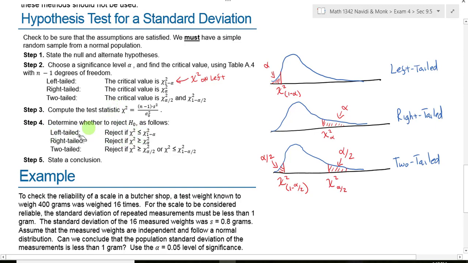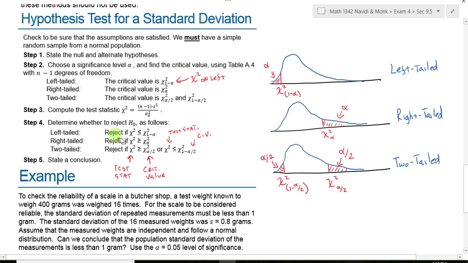Then you have to determine whether you're going to reject the null hypothesis or fail to reject the null hypothesis. This to me looks complicated. By the way, the chi-square here is your test statistic. These numbers here are your critical values. And this is your test statistic and your critical value. Now let me explain it with pictures.